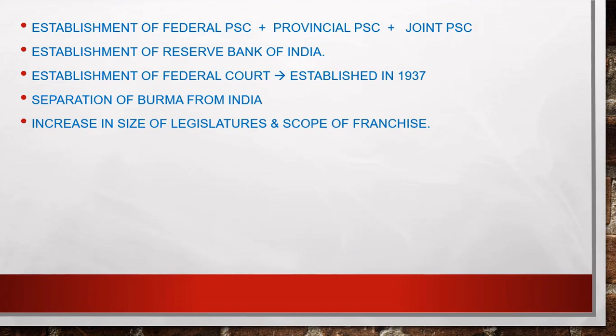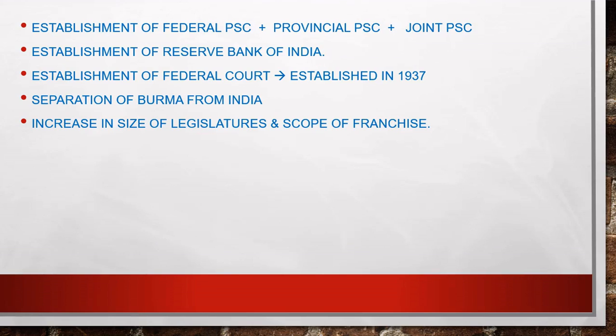Now friends, this act also provided for the establishment of a federal court, and the federal court was established in 1937. So now what is a federal court? Friends, I have told you in the beginning that the main aim of this act was to make India a federation. Now in a federation there are governments at two levels, government at central level and government at state level, and both governments are equally powerful. Both have different subjects to make law upon, and similarly subjects were also distributed.